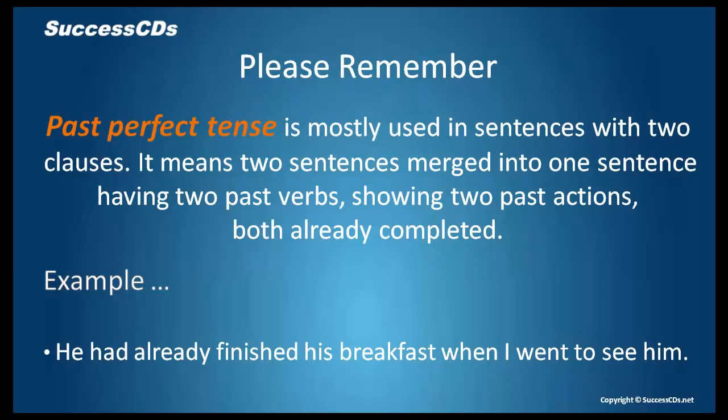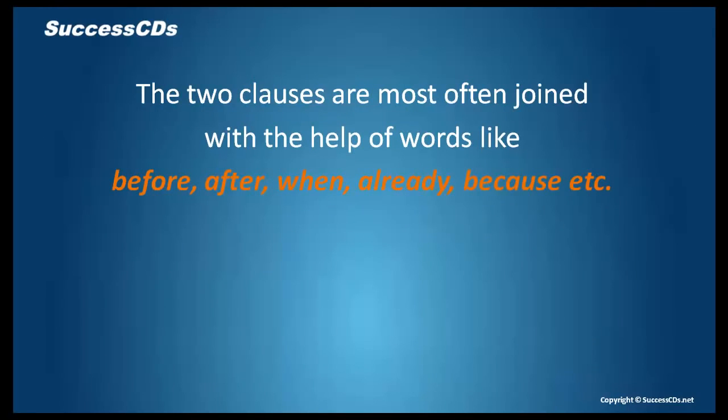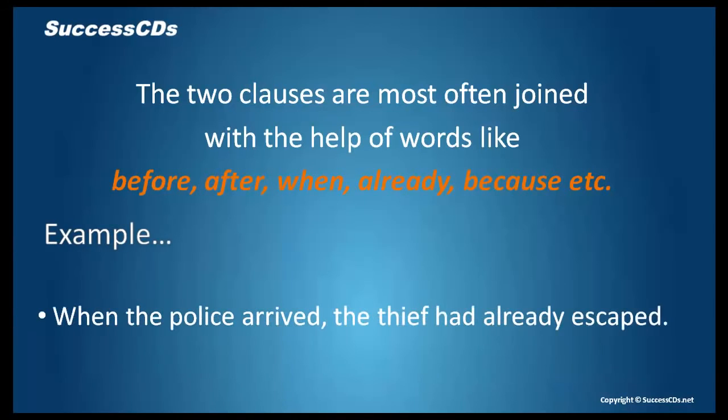He had already finished his breakfast. I went to see him. These two sentences become clauses when they are joined with an adverb like when. He had already finished his breakfast when I went to see him. The two clauses are most often joined with the help of words like before, after, when, already, because, etc. Example, when the police arrived, the thief had already escaped.